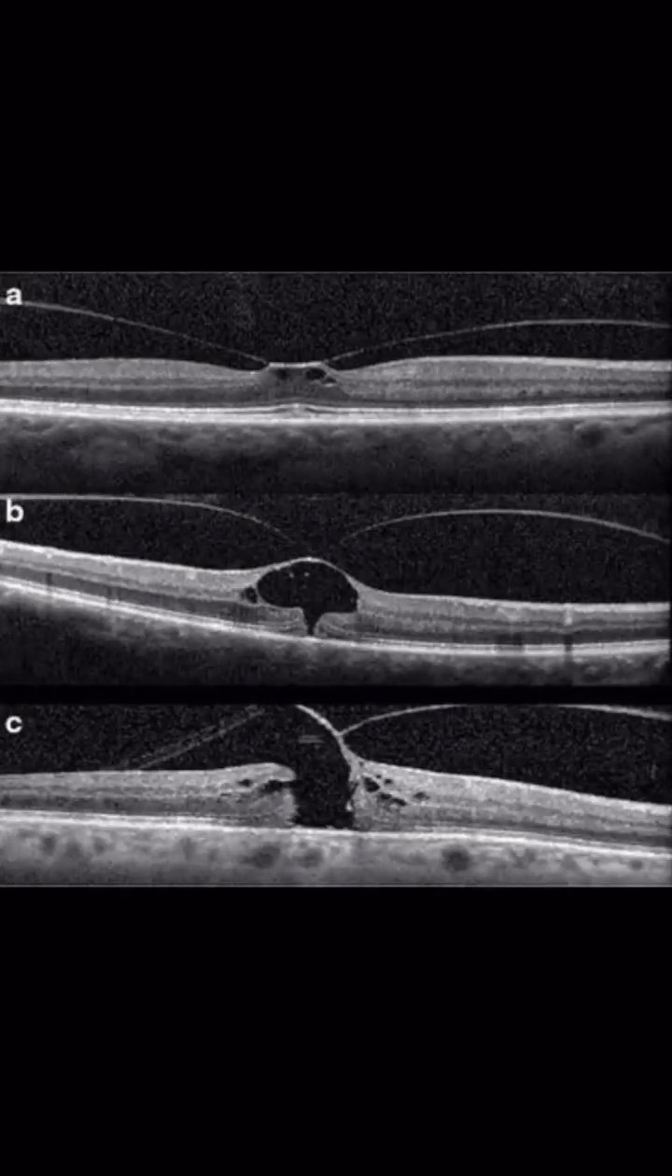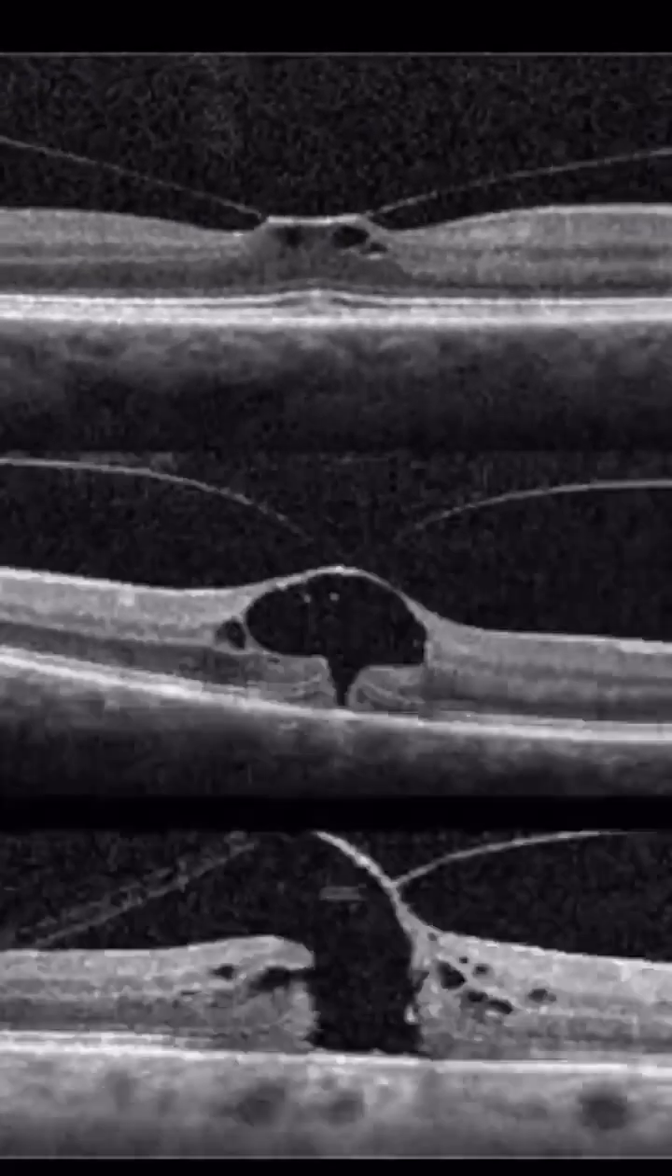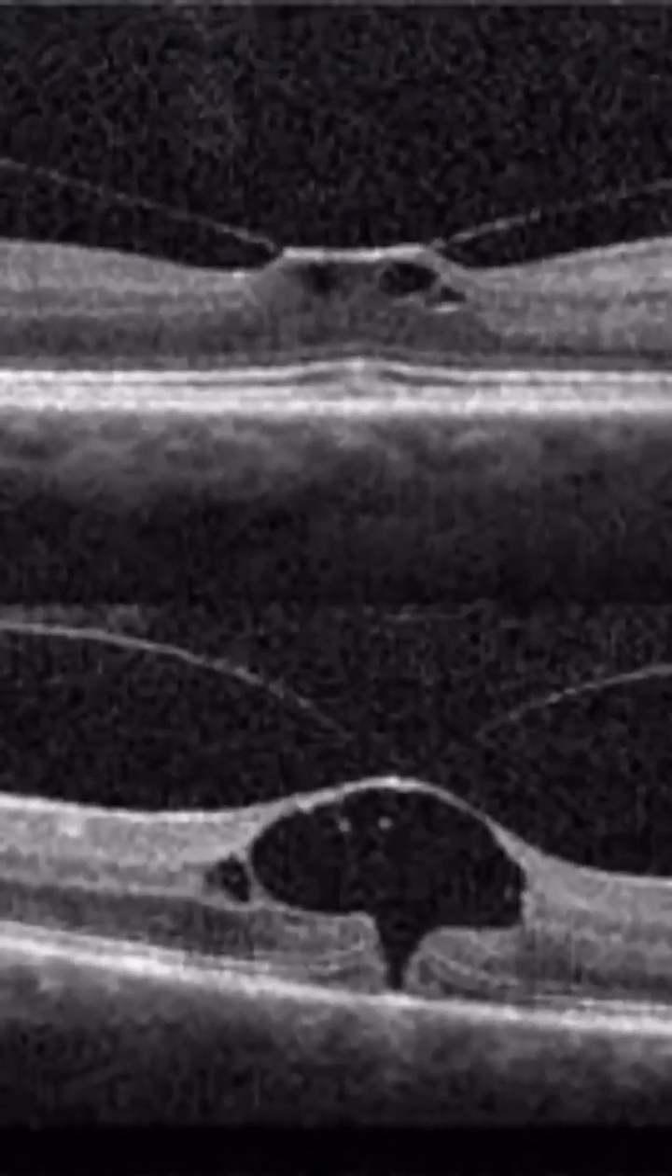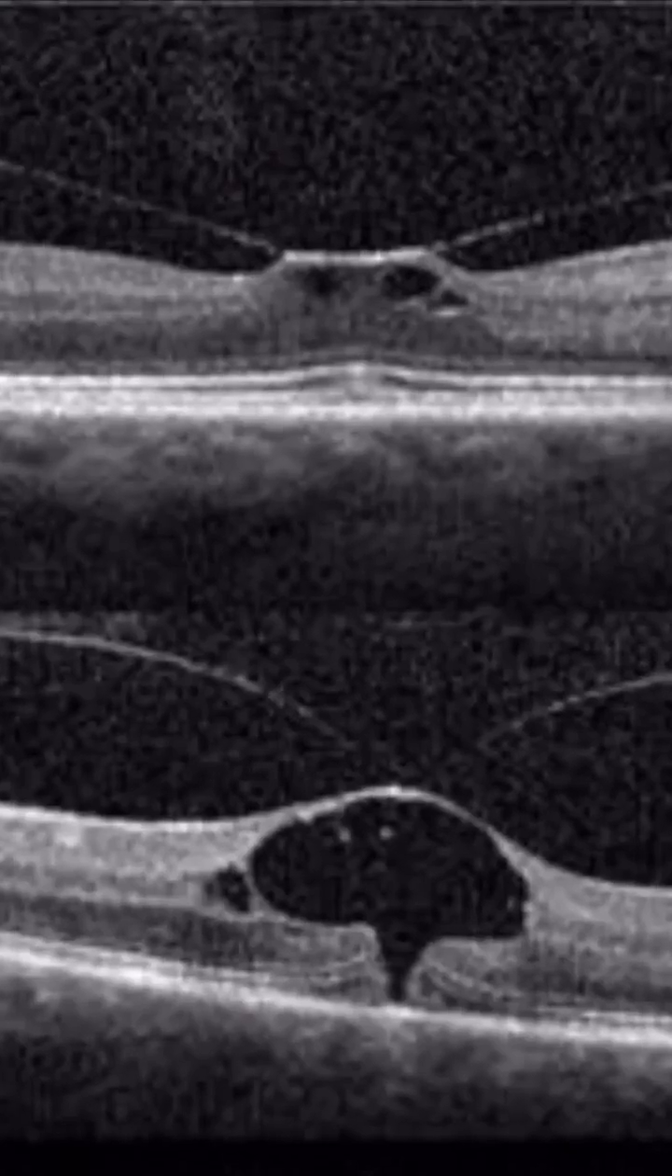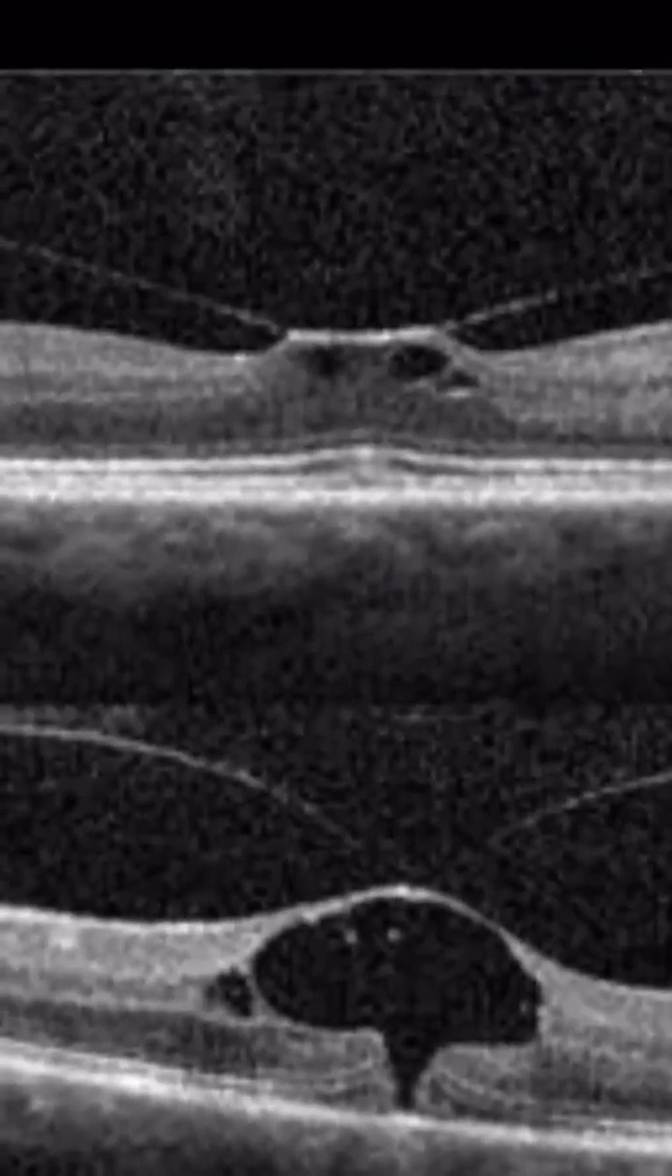Now, this is a good example of progression. I'm not sure if it's the same patient, but a progression of vitreous traction on the macula. You can see on the upper scan, this is just what we talked about. There is some traction, ISOS is preserved. Visual acuity in this patient is probably pretty good.